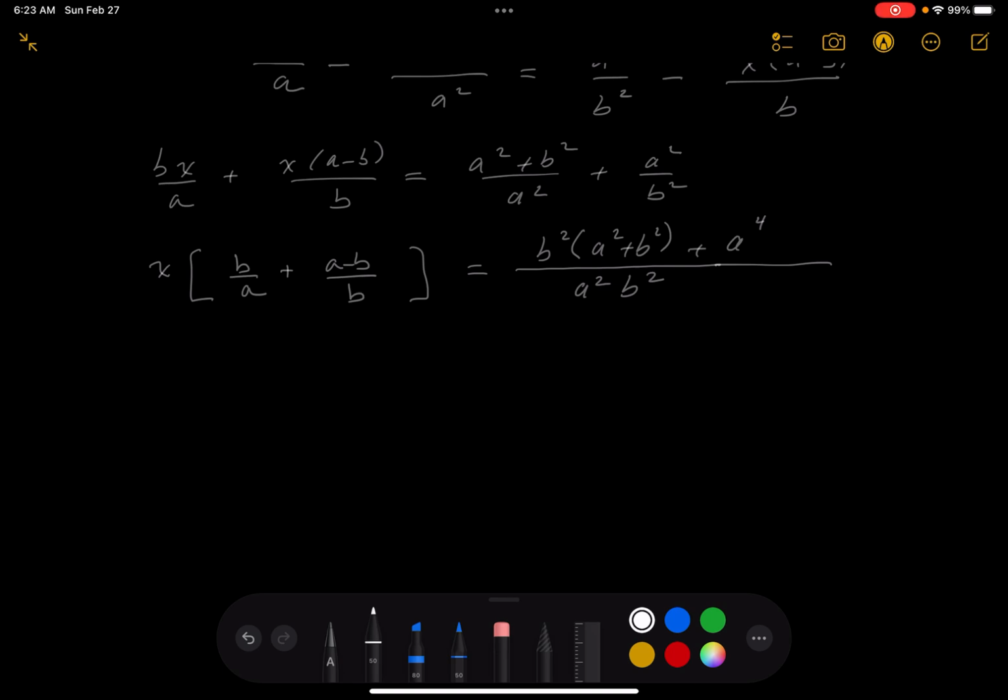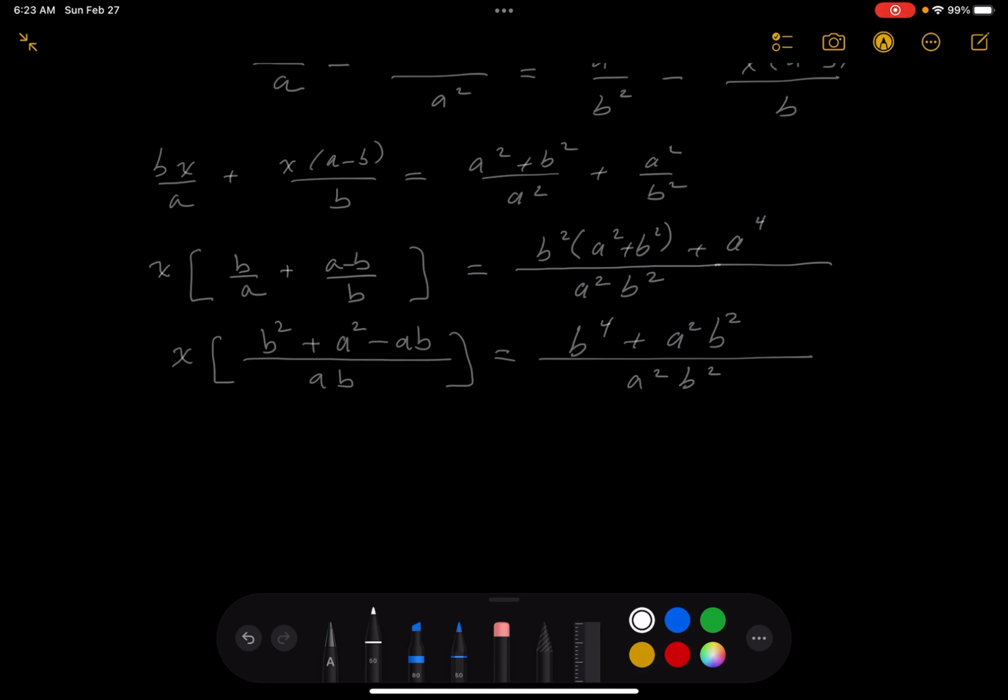All right? And I'm also going to simplify the coefficient on the x now. And what I get there, I get ab, and then what would you get? You get b squared plus a squared minus ab. All right? This equals this over here. Let's multiply it out. What do you get? You would get b4 plus a squared b squared plus a4.